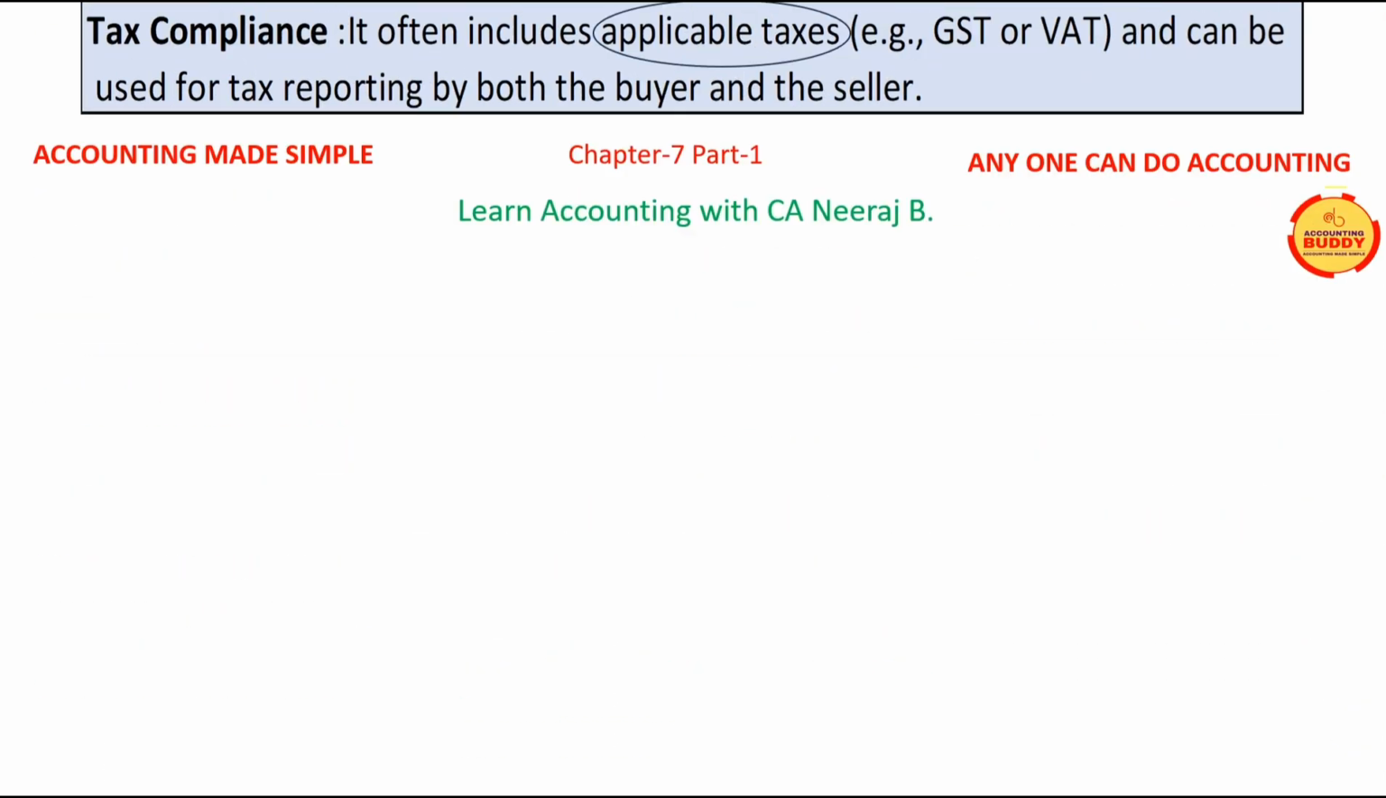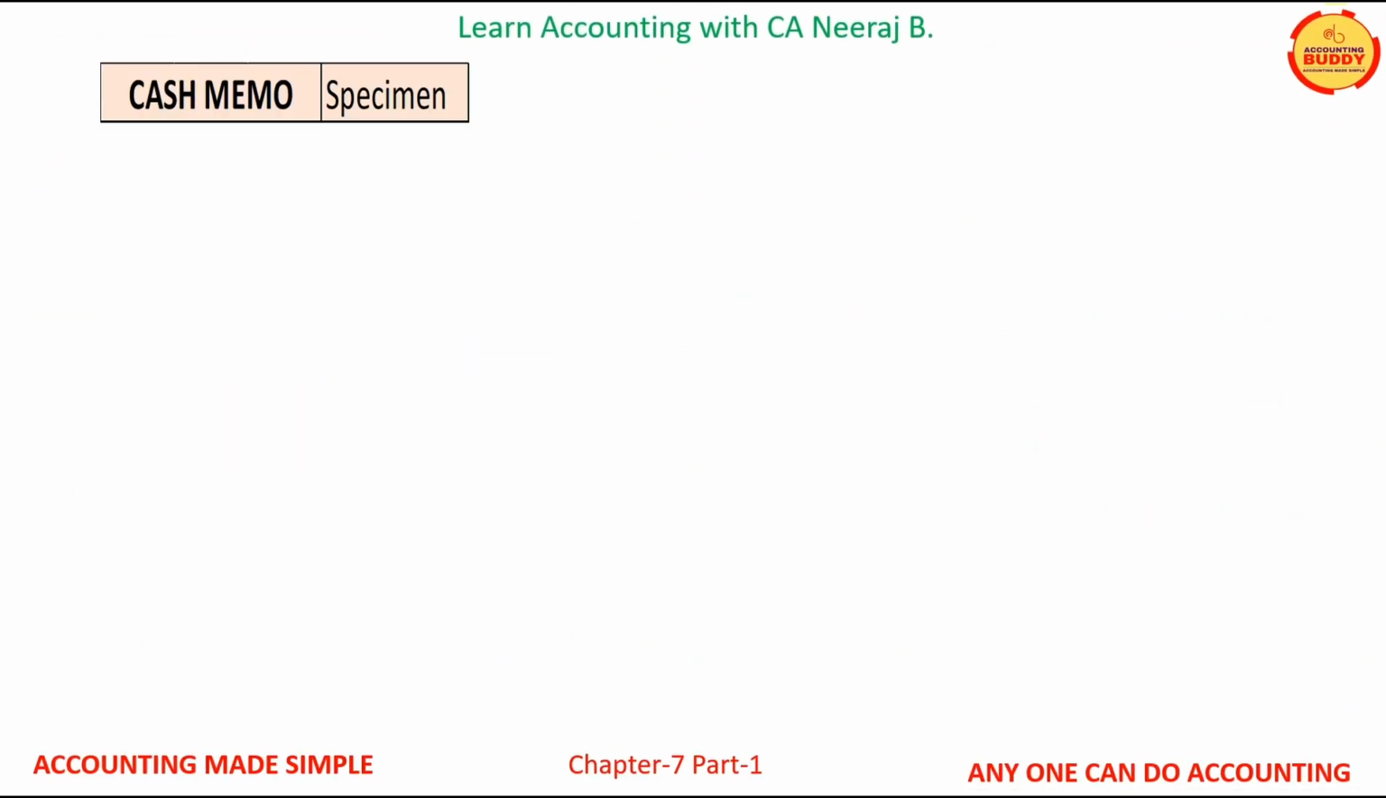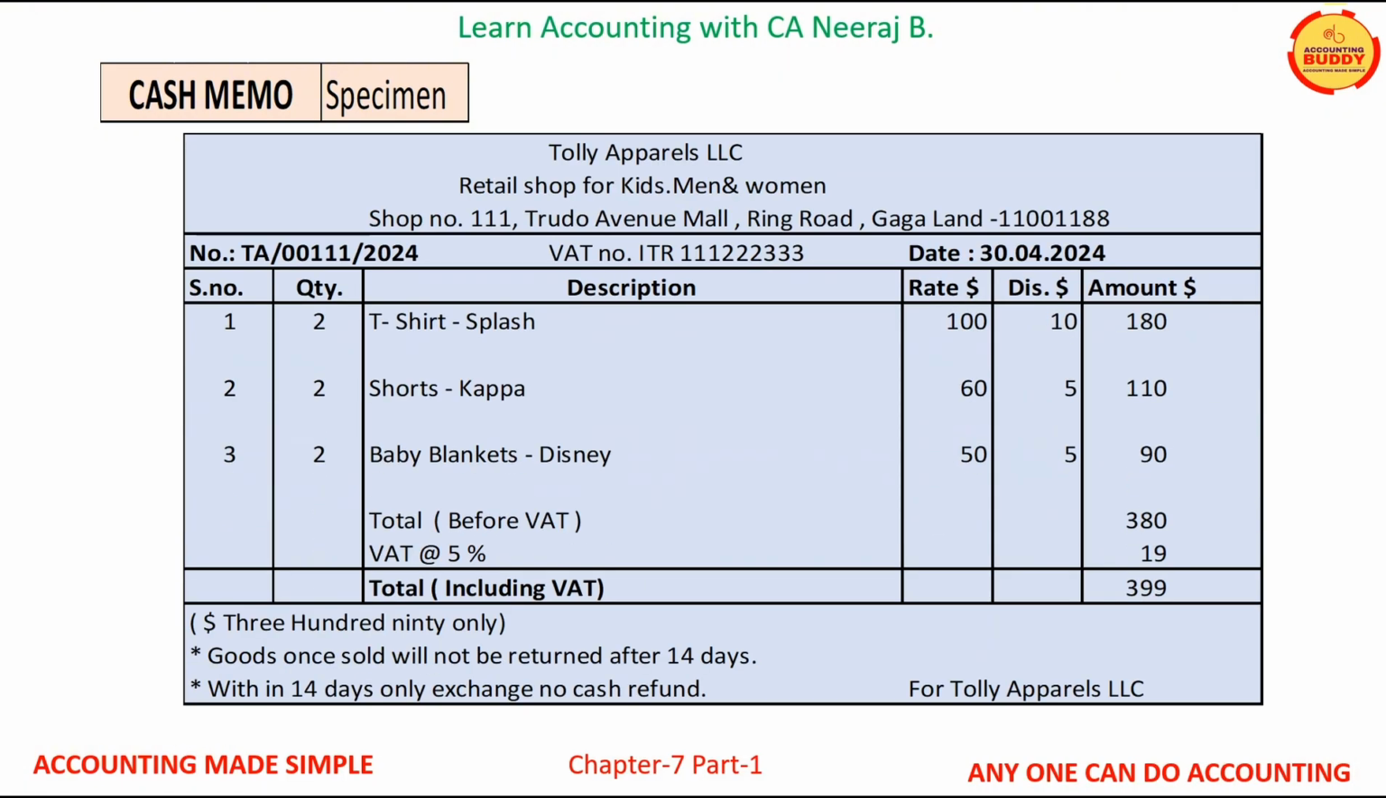Let us understand in detail all about cash memo with the help of the specimen displayed on your screens. A cash memo will have a trade name and the registered office address of the legal entity. Cash memos are serial number controlled. Date on which the cash memo is issued is also mentioned. This is the date on which the cash memo is recorded in the books of accounts.